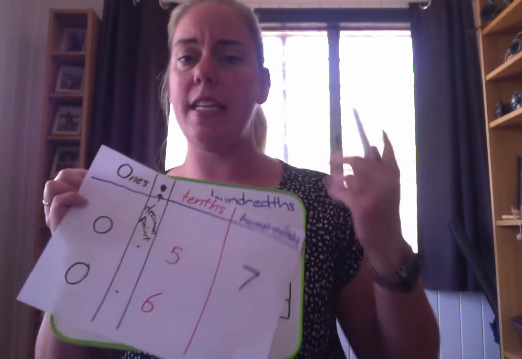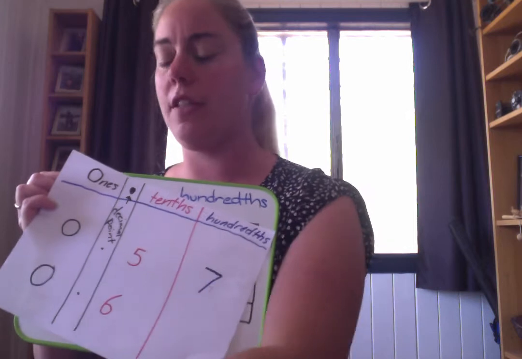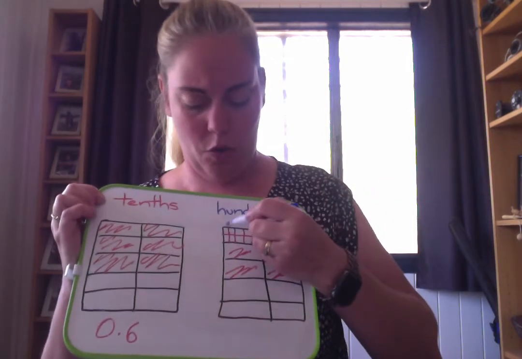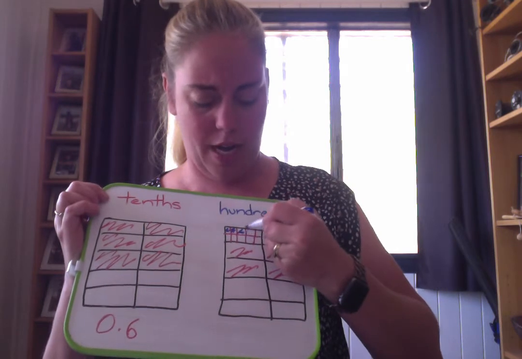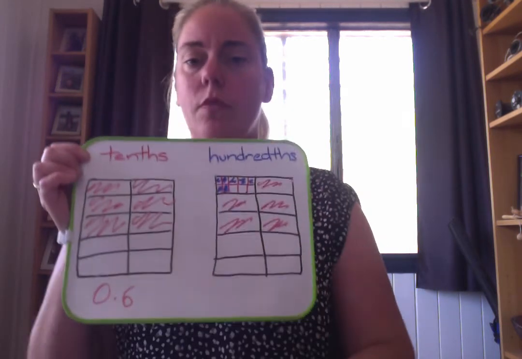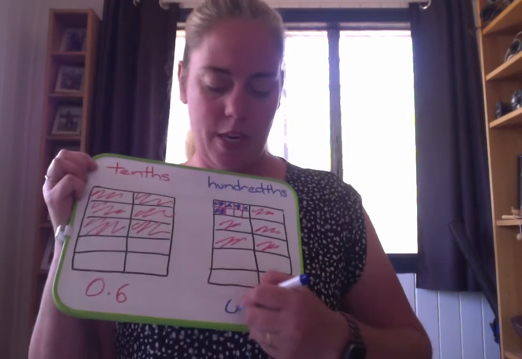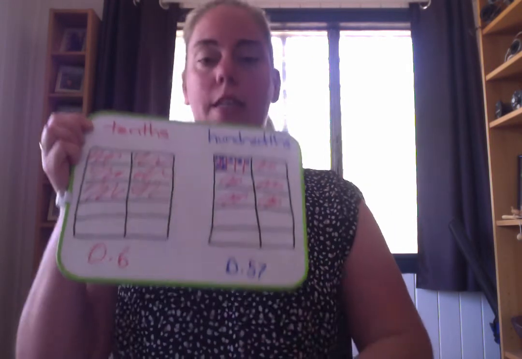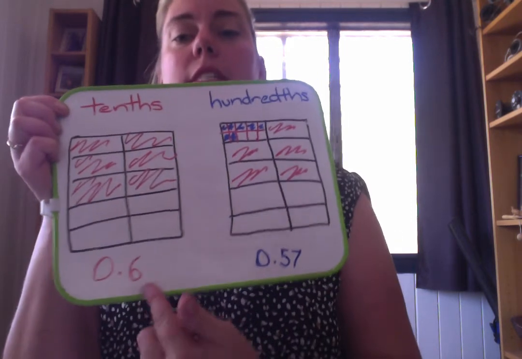And then we needed 7 hundredths. So let's colour our hundredths in. Let's go 1, 2, 3, 4, 5, 6, 7. So when we look at this, we can see that 0.57 is less than 0.6.